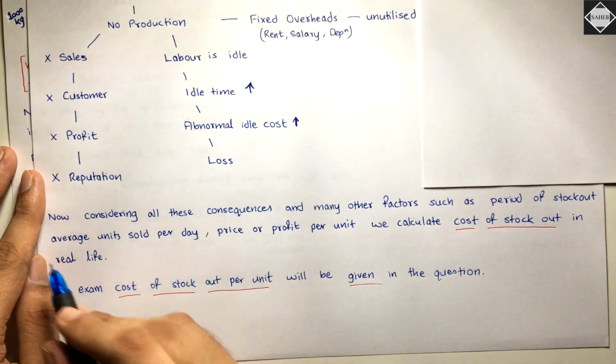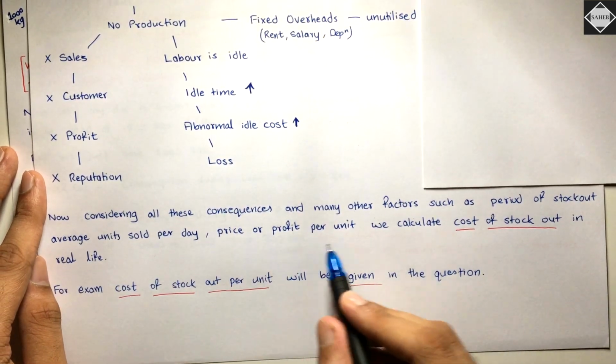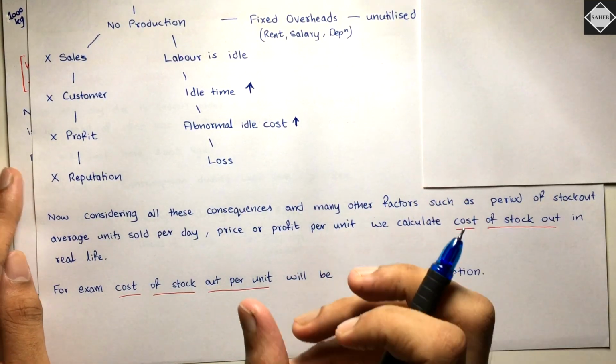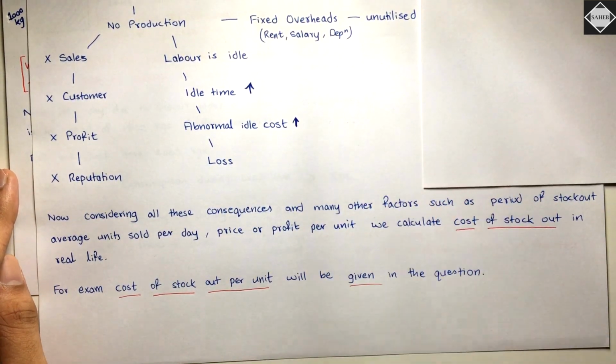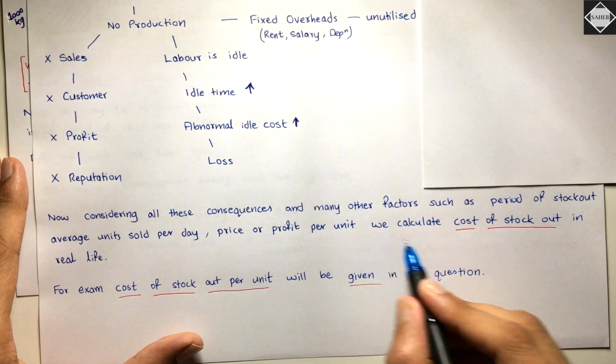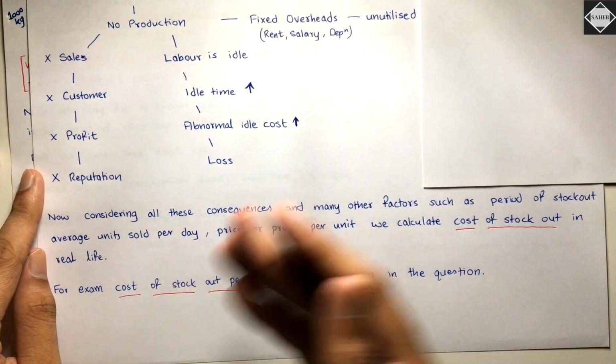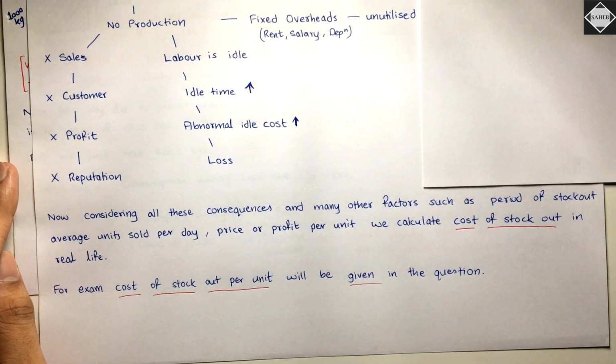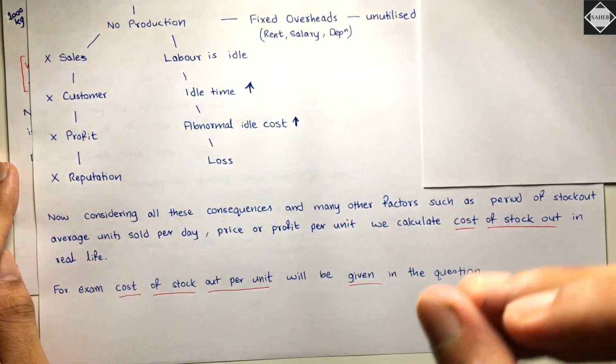Considering all these consequences and many other factors such as period of stock out, average units sold per day, price or profit per unit, all these are the factors that they consider to calculate how much money we are losing because we have a stock out. So they calculate the cost of stock out in real life. But right now in the CA syllabus, we don't have this calculation of cost of stock out. It will be directly given to you.